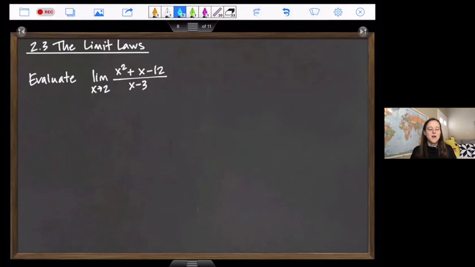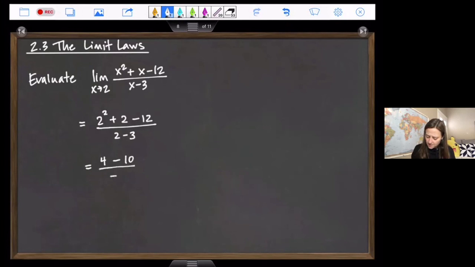All right, so let's give this a try. I've got a rational function here, and the theorem on the previous slide says that if you can plug in x equals 2 into this function, then you have evaluated the limit and you're done. So let's see what happens. So I'm going to plug in x equals 2. So 2 squared on top plus 2 minus 12 over 2 minus 3. So that gives me, let's see, 4 plus 2 minus 12. That's minus 6 over negative 1. I get a positive 6. All right, so this is the easiest of all possible situations. When you just plug in the number and you get an answer, that's your limit value.